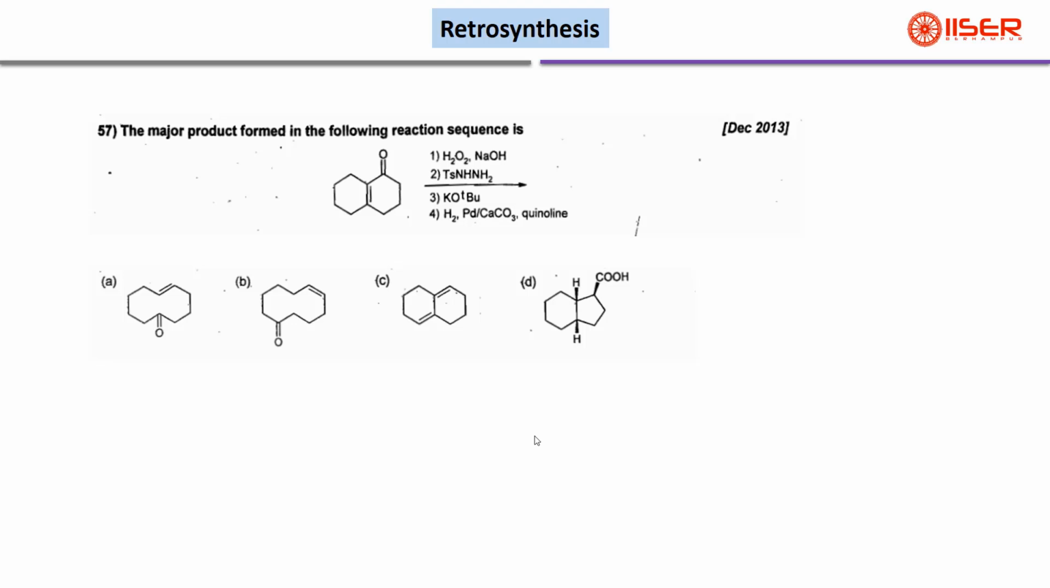The major product formed in the following reaction sequence. This reaction I have already talked about. This is the Eschenmoser reaction. Maybe I have already solved this question also. For a recap, just try. So if you add H2O2, NaOH, the alpha beta unsaturated double bond undergoes epoxidation. So it will be epoxidation.